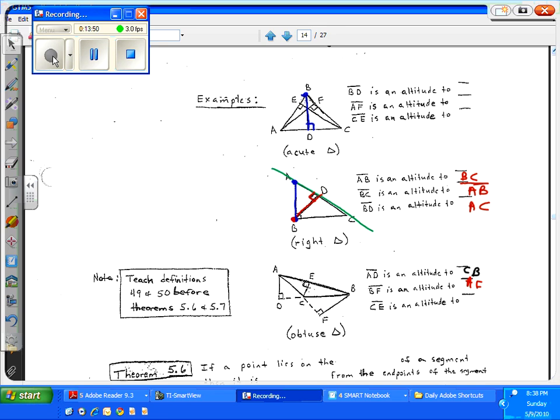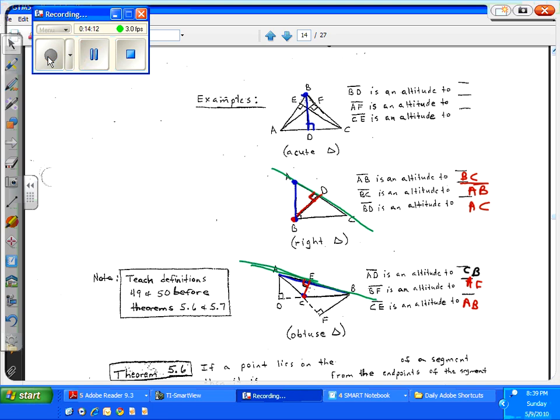And then if we wanted to draw the altitude from C, we would have to go to the line that contains the opposite side AB, and the line that contains that opposite side is actually inside this time. And so CE is the altitude drawn to side AB.